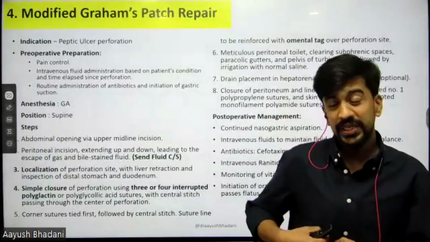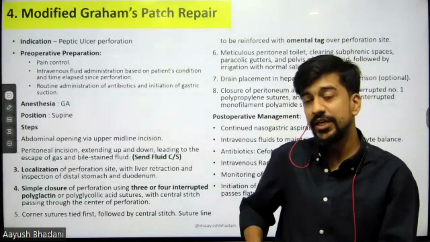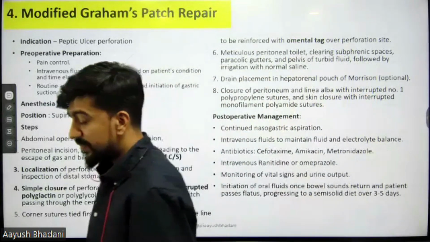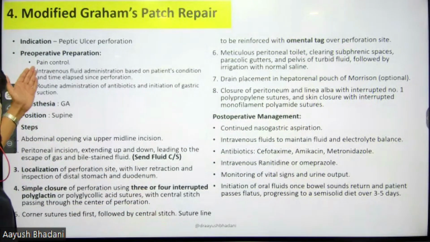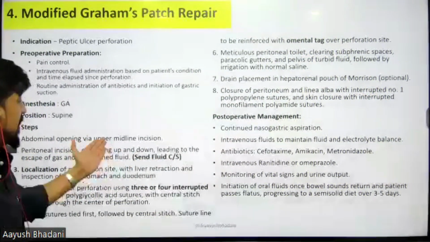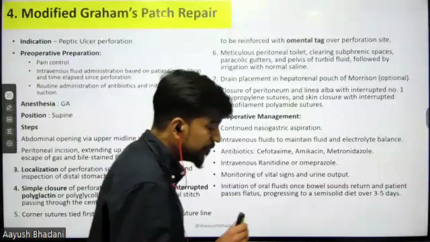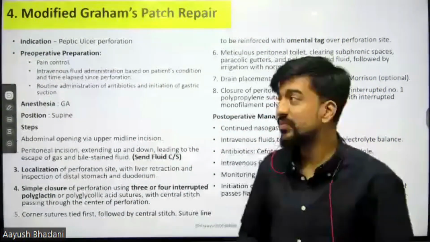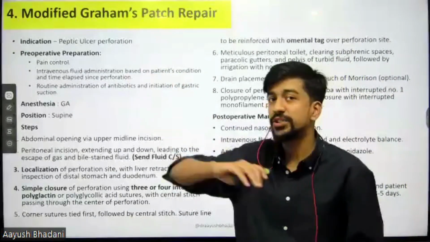We have a small perforation in the stomach or in the D1, D2 junction. How do we approach it? Very simple. We have to open the abdomen via an upper midline incision. But before we do this, here is where comes the importance of pre-operative preparation.